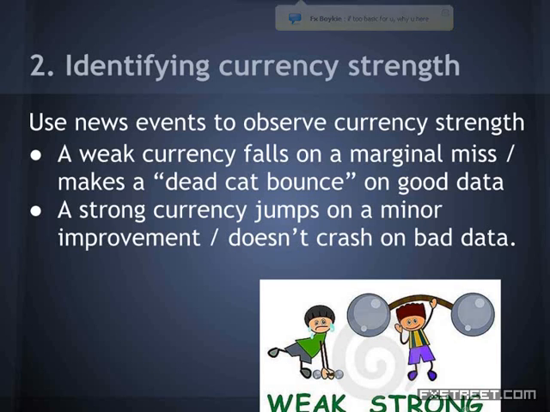Or another, I don't have a recent example, but if we have a weak figure, but it's not really very weak, it's just very close, and you see a currency falling sharply, that means that the currency is quite weak as well. Moving to the other side of this equation, when a strong currency jumps on a minor improvement or doesn't crash on bad data, it shows that it's strong.